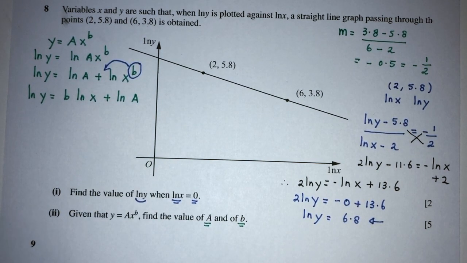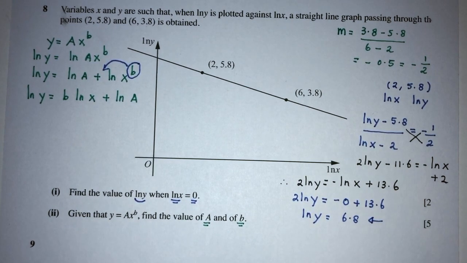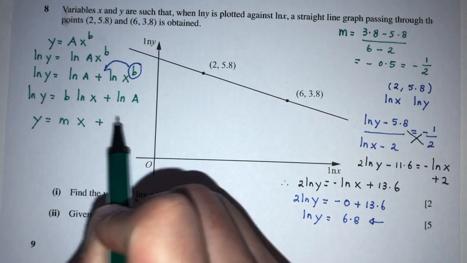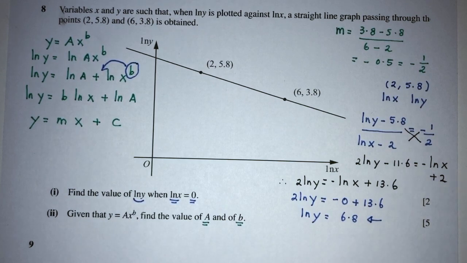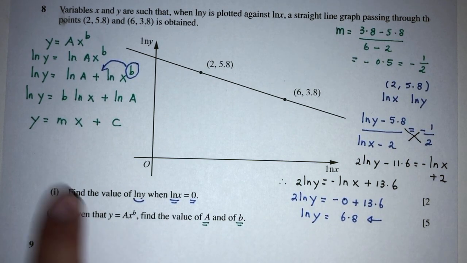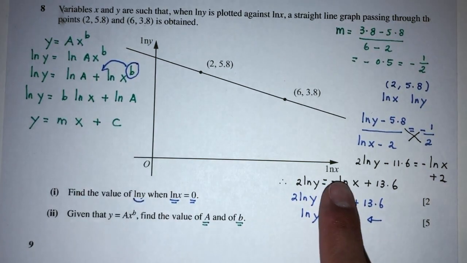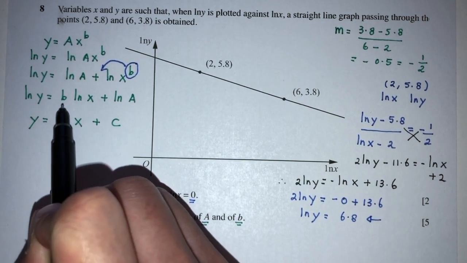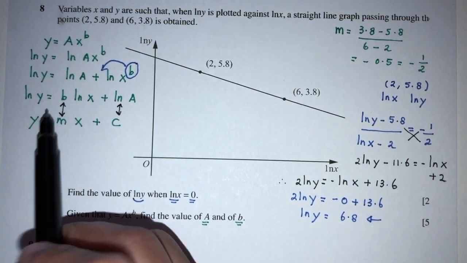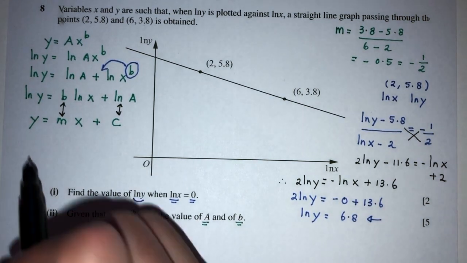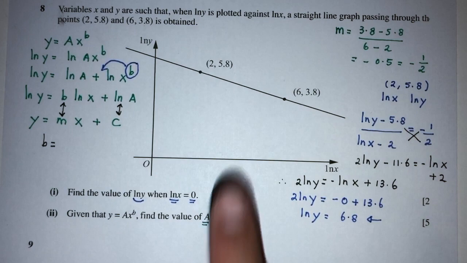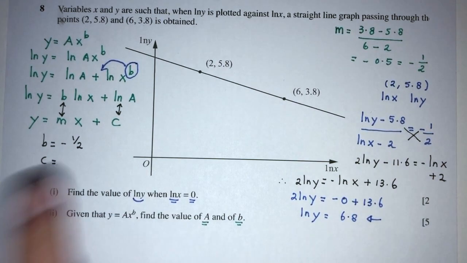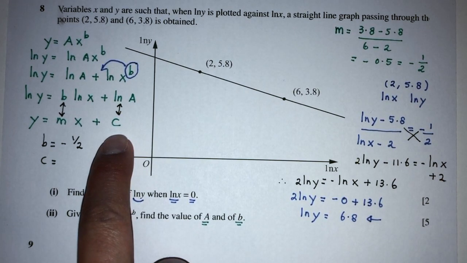Now, if you observe, this form is very similar to a straight line graph, which is y equal to mx plus c. So this is the idea here. We want to express this equation as a straight line in terms of ln, because here we have ln and ln. Now by comparison, you can see that this should be equal to this, and this should equal to this. Now what is b? b is the gradient of that line. So b is equal to gradient minus half, and c is the y-intercept, which is the value of y when x is equal to 0.